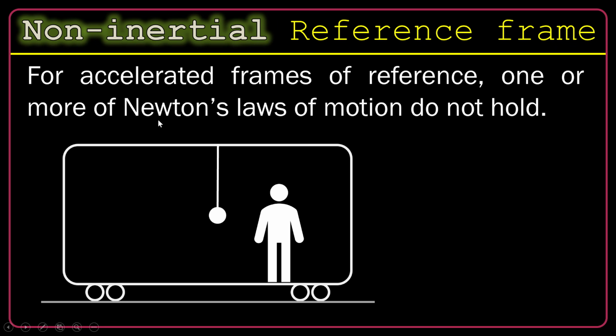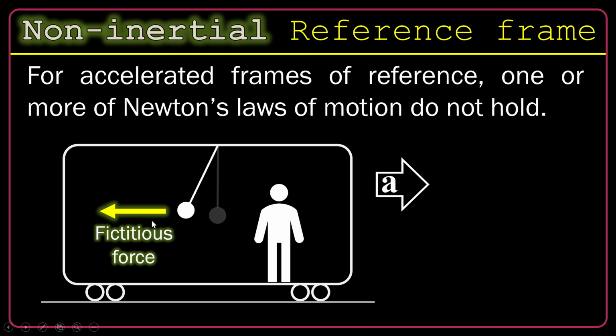On the other hand, we have non-inertial frames of reference. For accelerated frames of reference, one or more of Newton's laws of motion do not hold. Look at this car. Let's say there is a pendulum hung from the ceiling. When the car is accelerating rightward, a fictitious force, a spooky force, is pulling the pendulum leftward and it is deviated from the vertical. The person inside the train has no reason for that fictitious force. That's why this is not a proper, or let's say inertial, reference frame, and you cannot judge Newton's laws of motion inside the train. We do not use it, okay? In classical mechanics, it's forbidden to use Newton's laws of motion in a non-inertial reference frame.